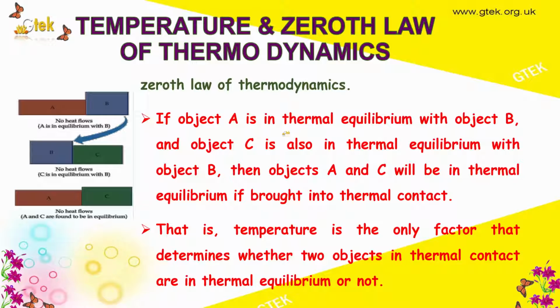If object A is in thermal equilibrium with object B, and object C is also in thermal equilibrium with object B, then we can tell that object A and object C will be in thermal equilibrium if brought into thermal contact. This is because temperature is the only factor that determines whether two objects in thermal contact are in thermal equilibrium or not.